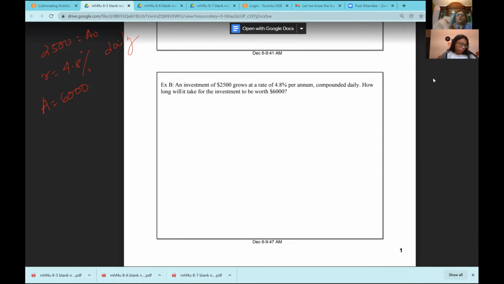So since it is compounded daily, it really means that there are 365 days, right? And 4.8%, so the rate of interest will be 4.8% means out of 100, correct? Times 1 over 365, because every day you are getting interest. And how long will it take for the investment to be worth this much? That time will be in years.